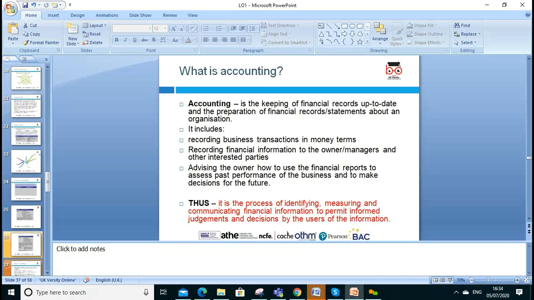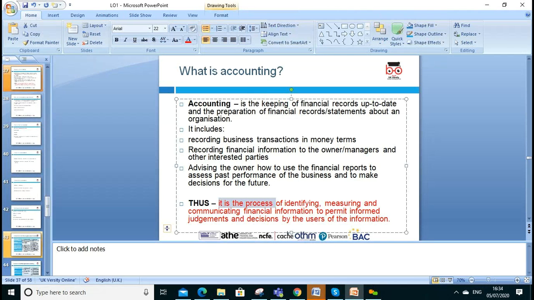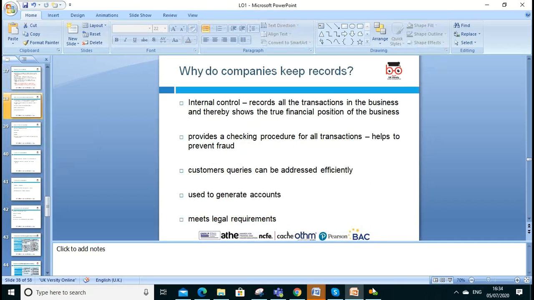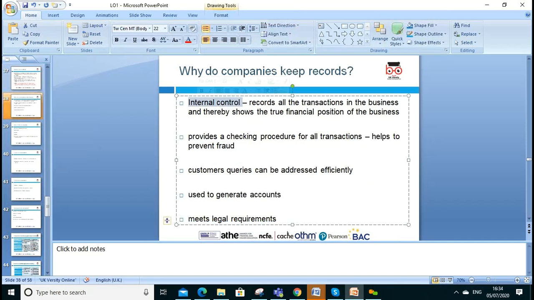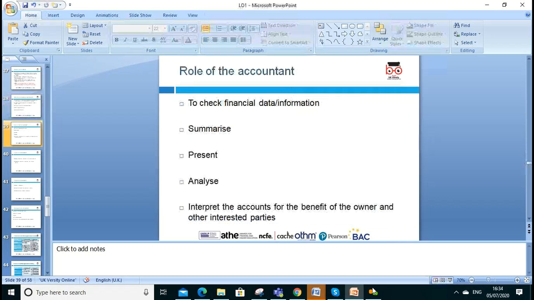No, not now. Okay, accounting is all about financial information. Accounting definition: identifying, measuring and communicating financial information that will help to make decisions. It helps internal control. It provides checking procedures of transactions. We can track it when we do an audit if it's double entry.